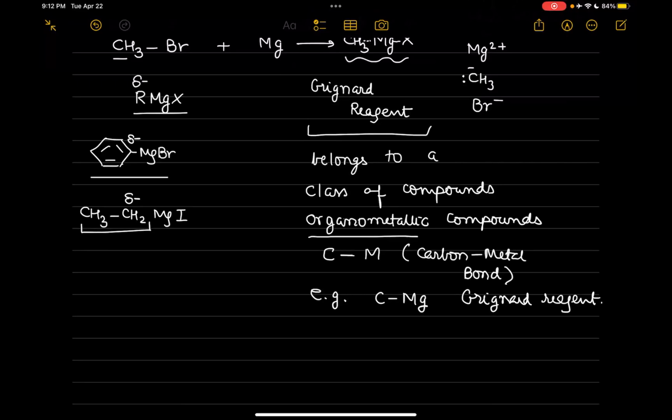If you know this and set it in your mind, your upcoming chapters, preparation of alcohol, preparation of aldehydes, ketones, carboxylic acids, all are going to get sorted out very easily. Okay. And why there is a negative charge, that you already know, because metals have positive charge, so carbon will have negative charge. So let me summarize. In an organometallic compound like Grignard reagent, the carbon containing group has a negative charge.